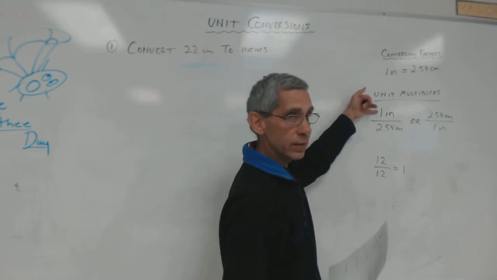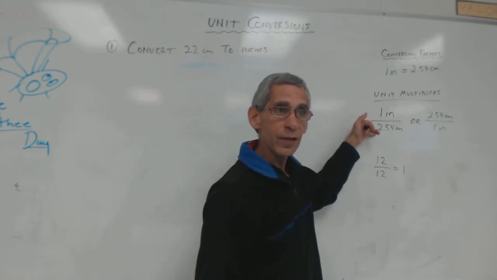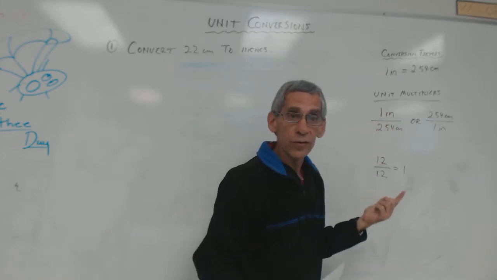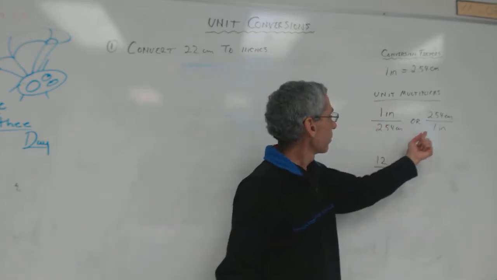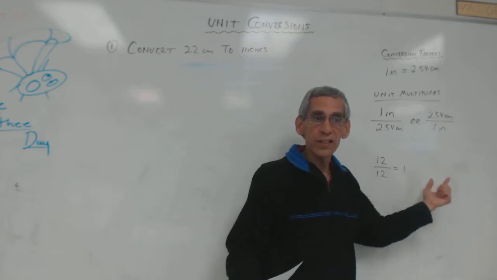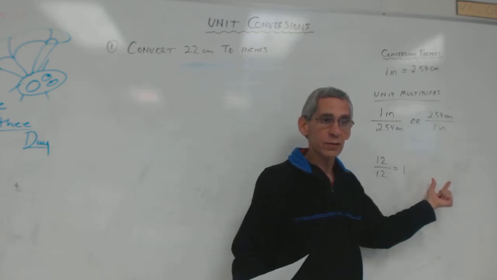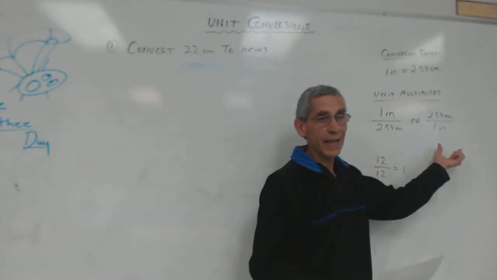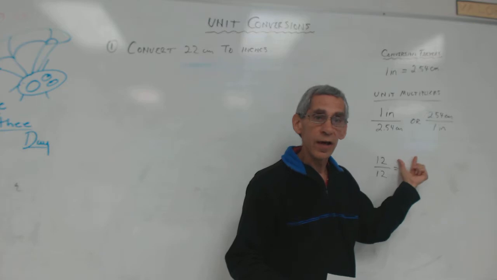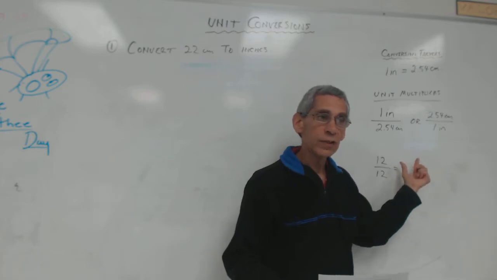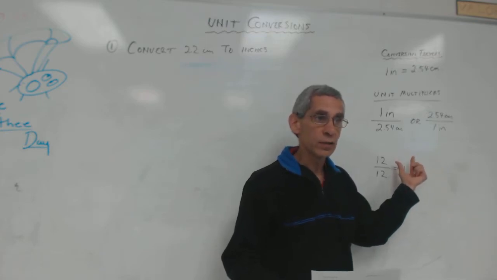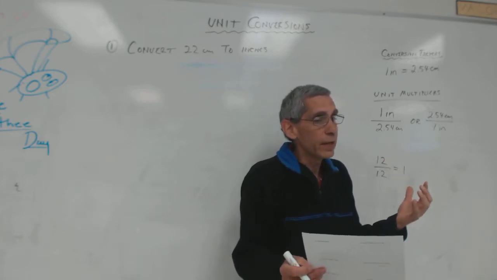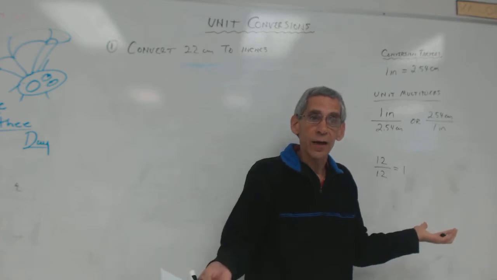But this upstairs is exactly the same thing as this downstairs. So technically, this unit multiplier equals 1. What about this one? 1. It's exactly the same thing upstairs and downstairs, right? Therefore, if I multiply anything by one of these, I will not change its value. I will only change the units and the way it looks. But I won't change its value, because anything multiplied times 1 equals that thing, right?